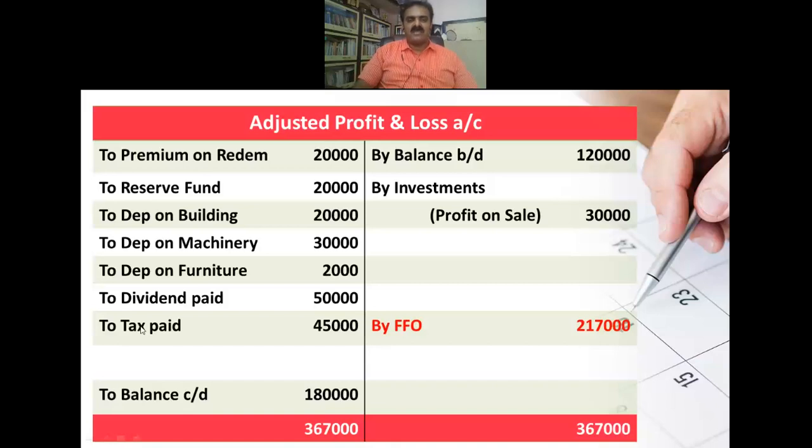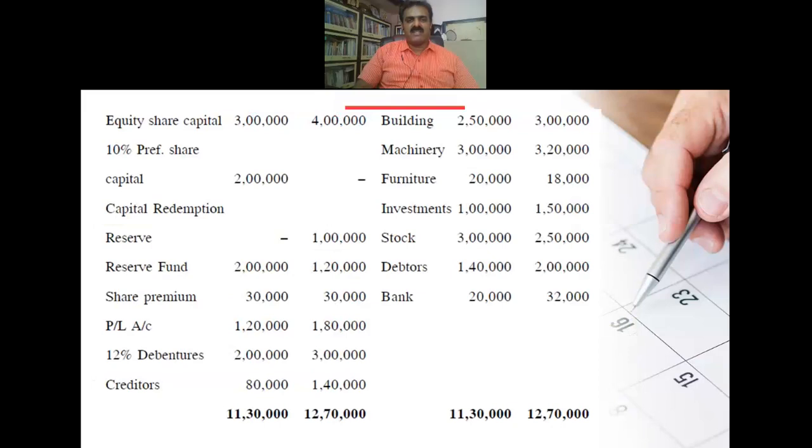And finally, the last step is called fund flow statement. This fund flow statement is to be prepared by taking into consideration all assets and liabilities with adjustments. So we'll go one by one. As far as the first one is concerned, it is called equity share capital. Share capital position is increased by 1 lakh. That's called issue of shares.